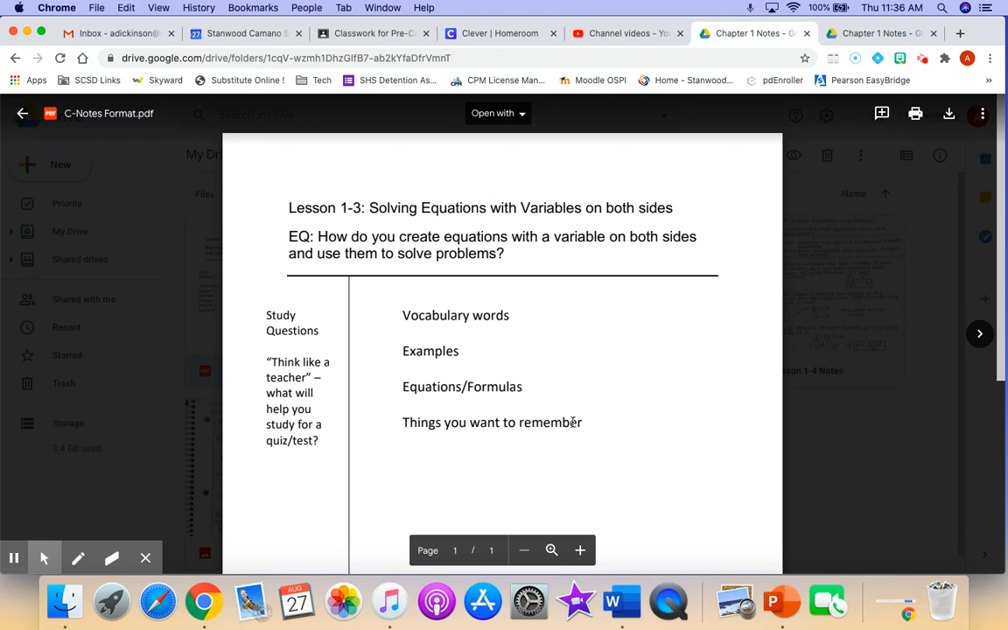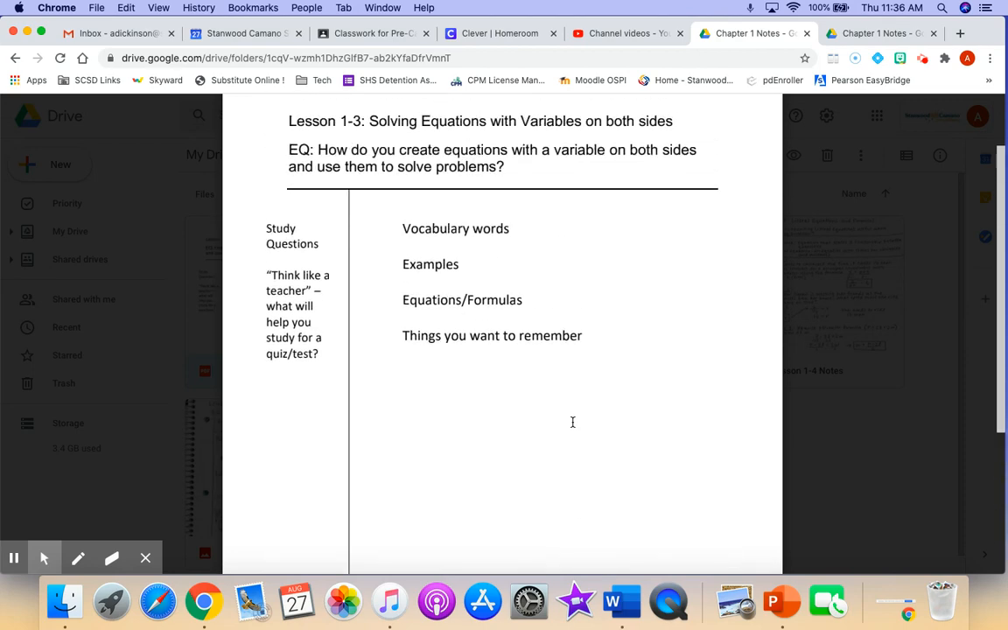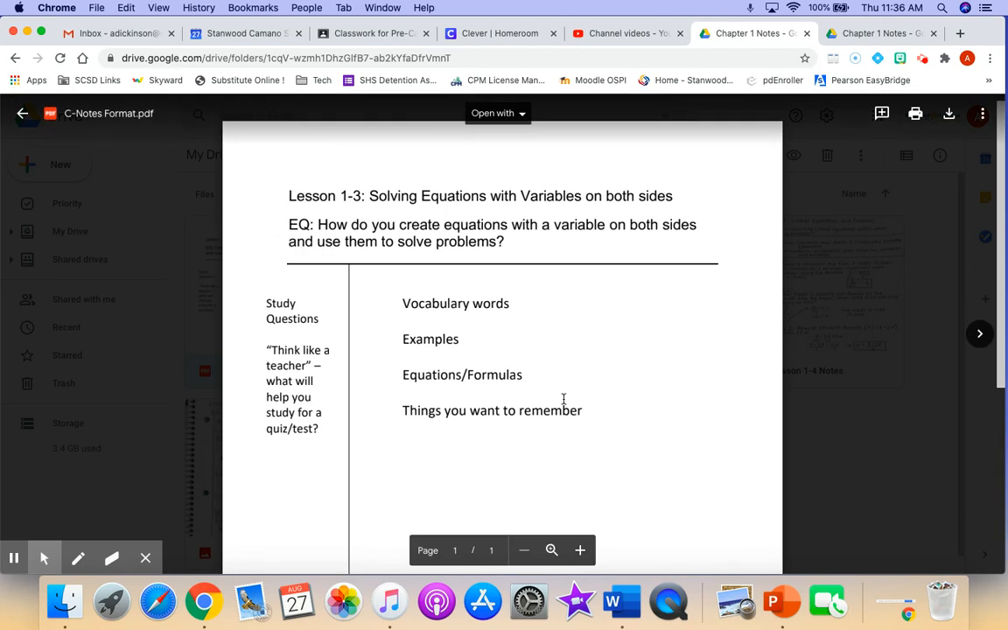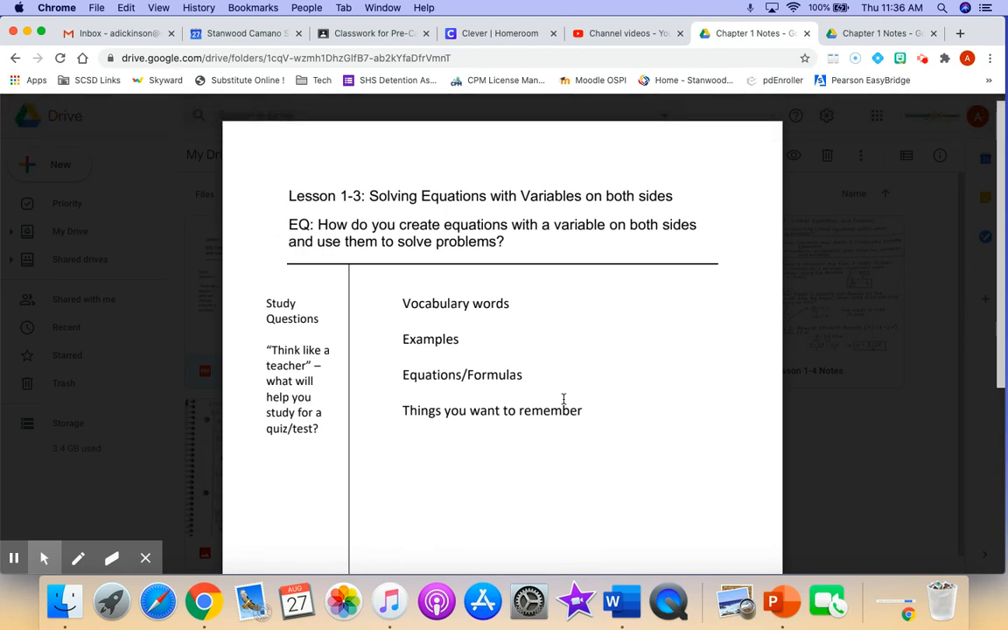So I set up just a basic, this is C Notes or Cornell Notes. This is what I prefer because research has shown that if you interact with your notes multiple times, it increases your retention and you're able to remember things longer and better than if you just write something down and put it away in a notebook and never look at it again.